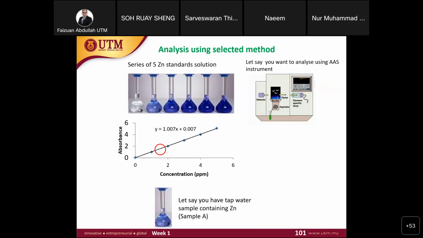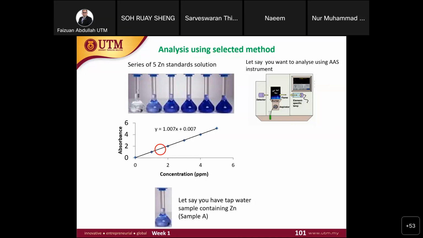Who knows how to calculate the concentration? Can somebody tell me? Come on, someone. Who knows how to calculate the concentration in this situation? The instrument or us? Yes, we can calculate the concentration.